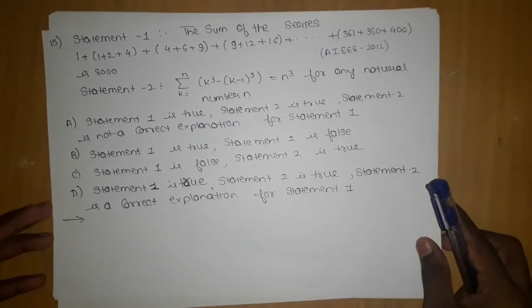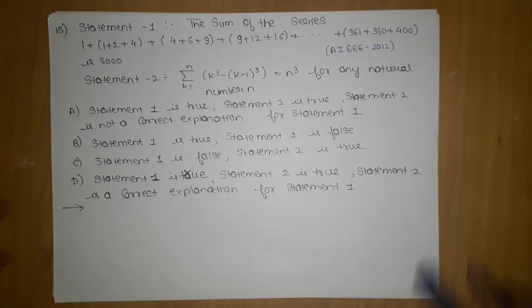Okay, let me read the question. Statement 1: the sum of the series 1 plus (1 plus 2 plus 4) plus (4 plus 6 plus 9) plus (9 plus 12 plus 16) plus and so on, plus (361 plus 380 plus 400) is 8000. Okay, they are telling us it is 8000.